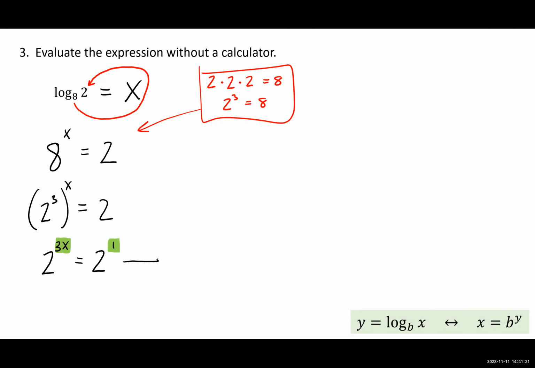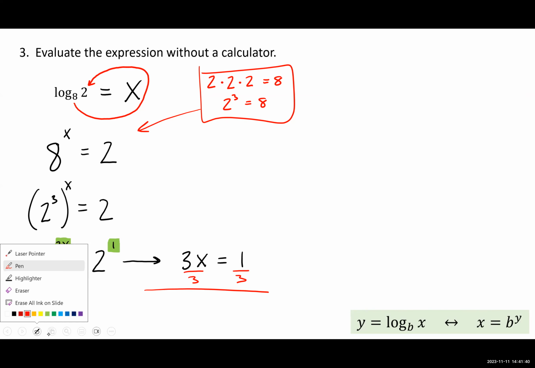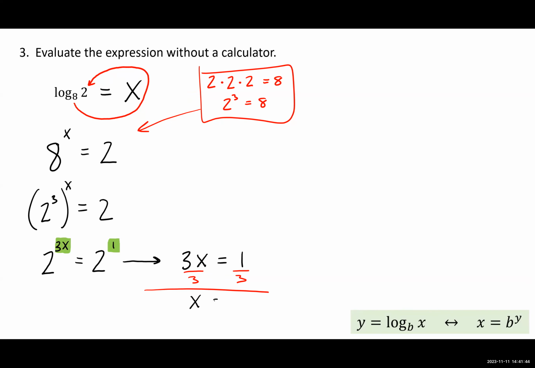So those two exponents must be equal. So if 2 to the 3x is equal to 2 to the first, then 3x must equal 1. We can divide both sides by 3, and that will give us x is equal to 1/3. X is equal to 1/3.